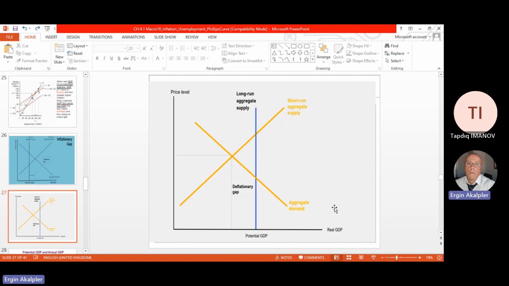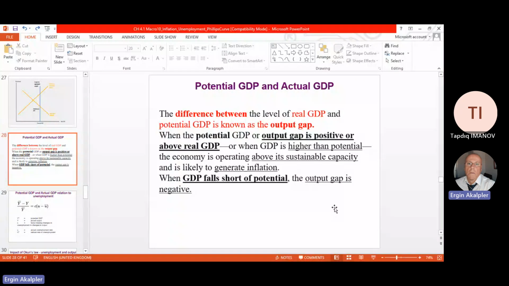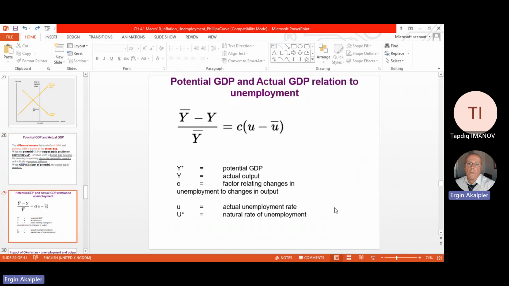Then the potential GDP and actual GDP become important. The difference between the level of the real GDP and the potential GDP is known as the output gap. When the output gap is positive, or when GDP is higher than the potential, the economy is operating above its sustainable capacity and is likely to generate inflation. And when GDP falls short of the potential, the output gap is negative.